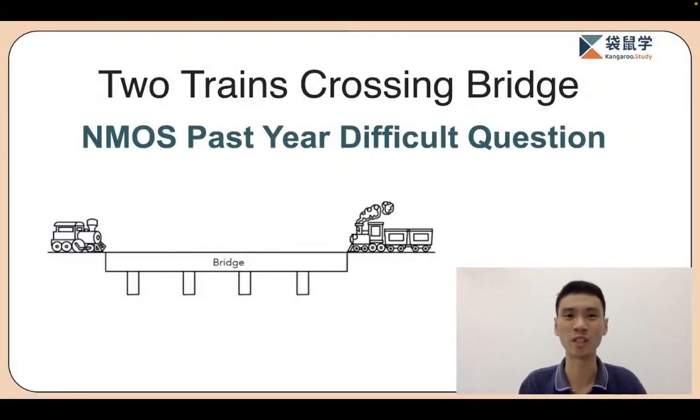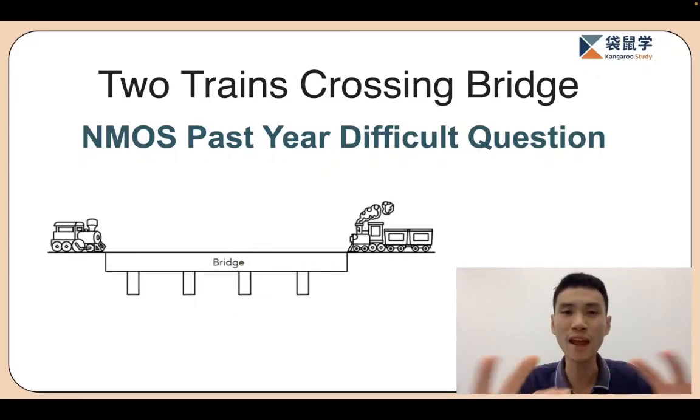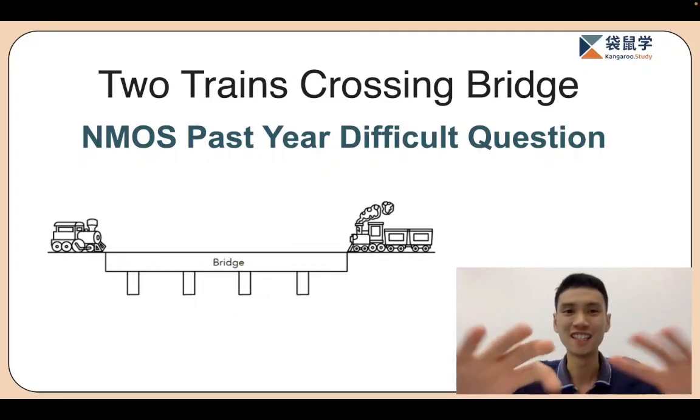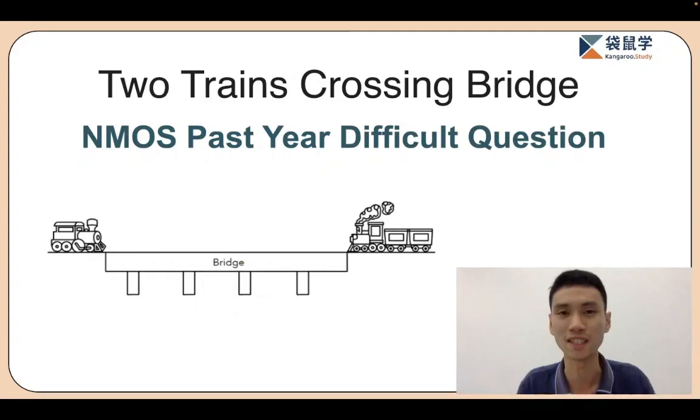My name is Teacher Samuel, and today I'm going to go through a particularly difficult NMOS past year exam question. This is regarding two trains crossing a bridge. Now I've heard that many students have had difficulty with this question, so not to worry, today I will explain it step by step so that you can understand better.